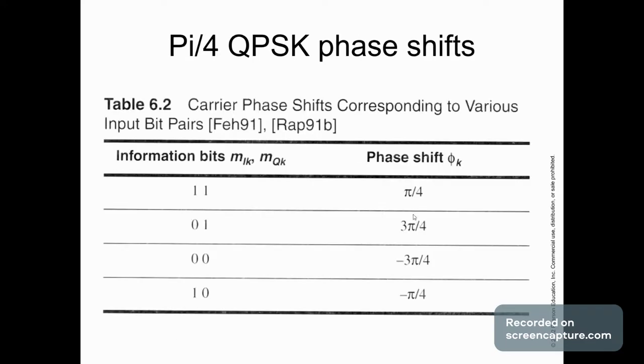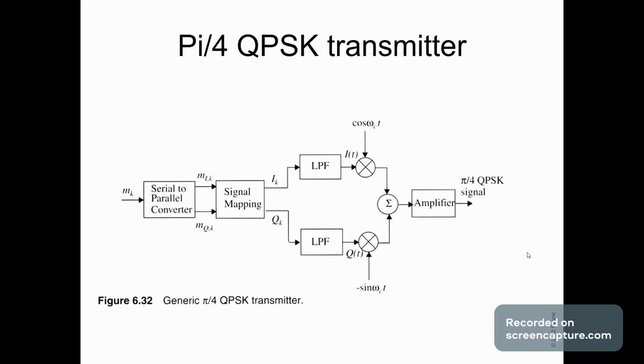So this is what I was telling you about. See, this is 45 degree, this is 135, minus 135, minus 45 degree. This is what you get as your phase shift values. So what does a transmitter model do? Pi by 4 QPSK transmitter model.